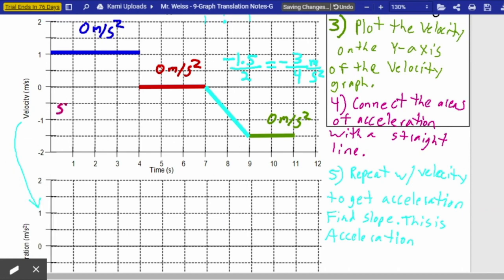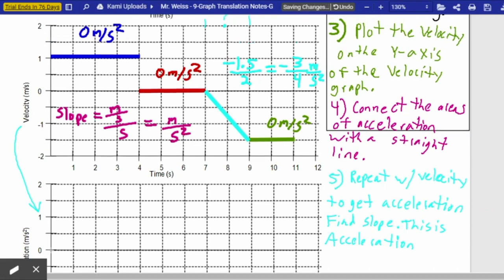Some of you may be asking, but Mr. Weiss, how did you get those units? Well, I'm glad you asked. I'll show you really quick. We know that slope is the change in y over the change in x. Our y here is velocity, which is measured in meters per second, and our x is time measured in seconds. So the units would be meters per second over seconds. That's going to give us meters per second squared. We'll notice here that meters per second squared is actually the units of acceleration, and we can see that on our y-axis on our graph below.